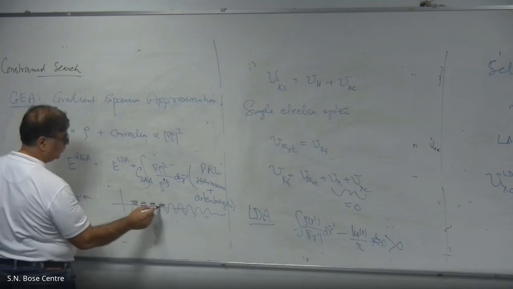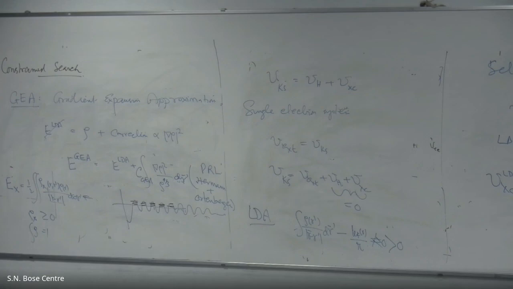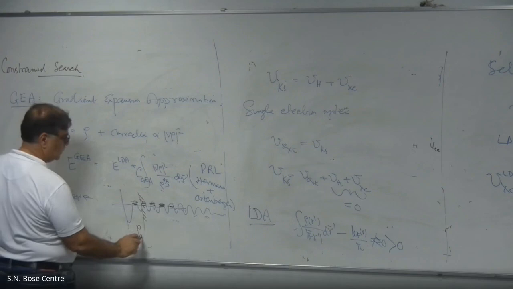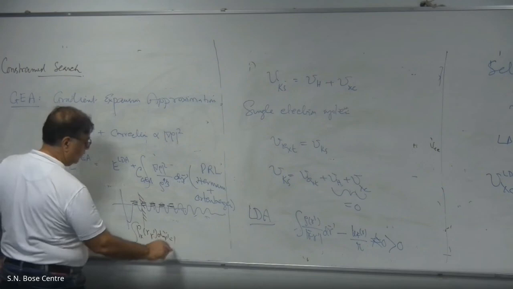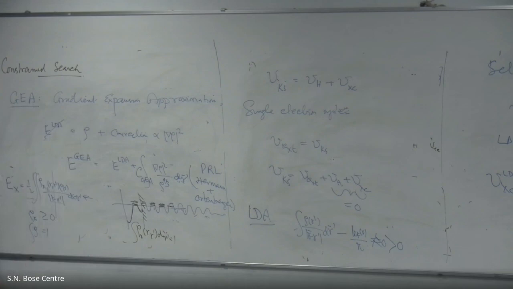Make a hole and then remove this. Then you say these are undamped oscillations. Let's chop it off somewhere so that rho x r prime b r prime is equal to 1. So the hole that remains is this. Something like that, right? And then you calculate the corresponding shape. Okay?